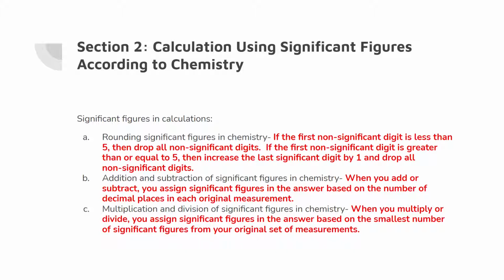When it comes to addition and subtraction of significant figures in chemistry, you assign significant figures in the answer based on the number of decimal places in each original measurement. But with multiplication and division of significant figures in chemistry, it gets a little tougher. When you multiply or divide, you assign significant figures in the answer based on the smallest number of significant figures from your original set of measurements.